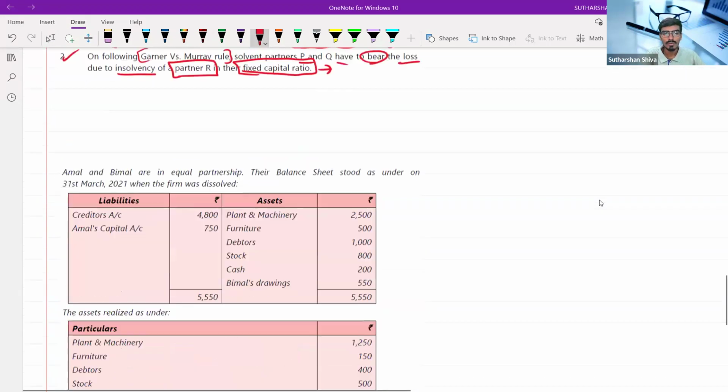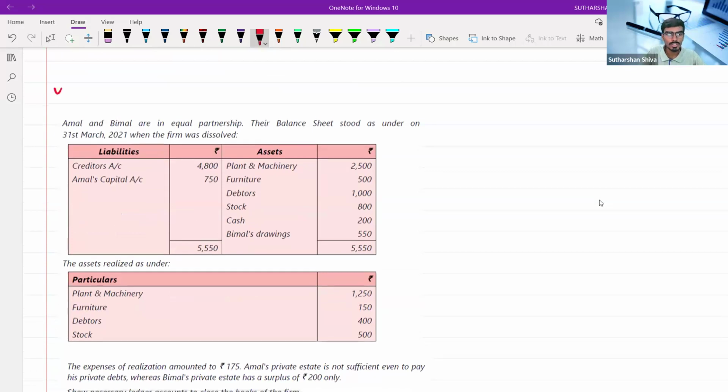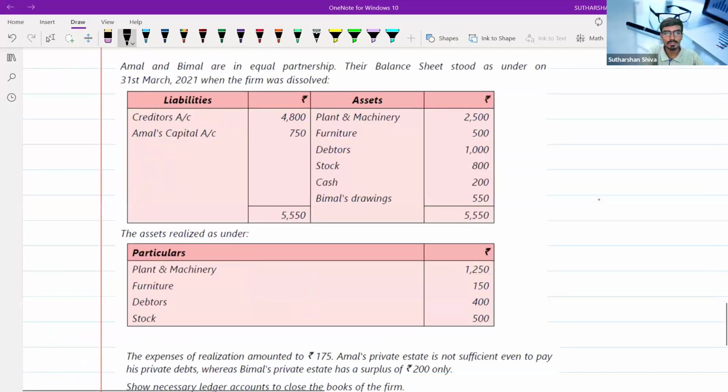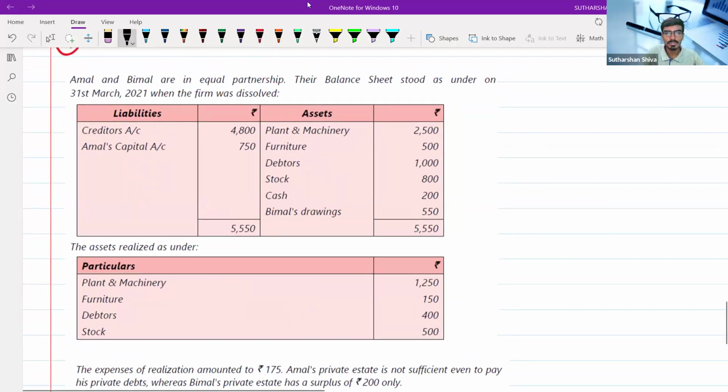Okay, now we will move on to the fourth question on the topic of Garner versus Murray. In total it is the fourth question, but it is the second question under the Garner versus Murray topic that they have given. It is an interesting question, and many times they may ask you like this. They may never tell you which accounts are to be prepared. You should prepare the necessary ledger accounts.